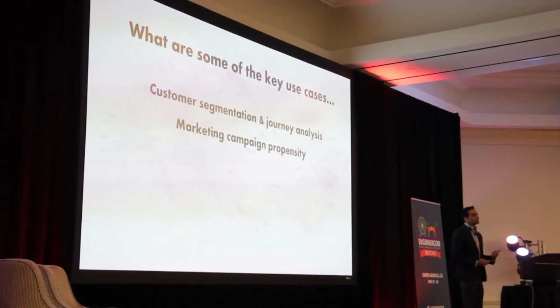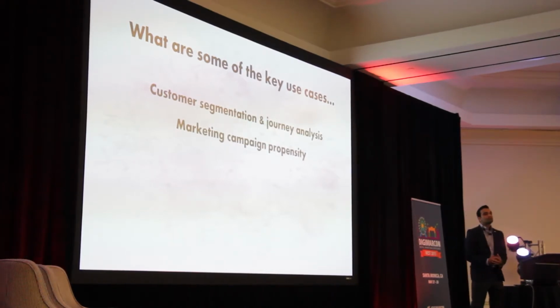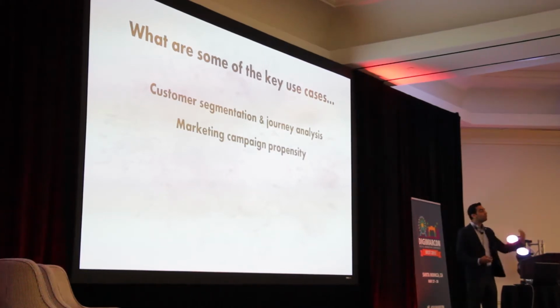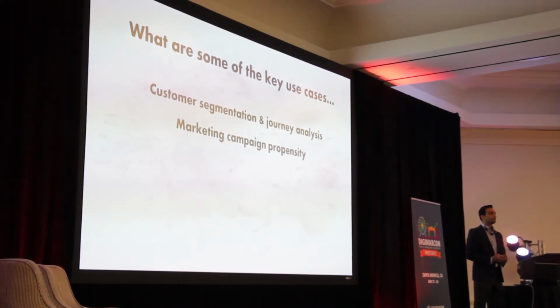The second one is marketing campaign propensity, or marketing performance improvement. If you target the customer in the right way and understand the journey of your customer, then you improve the chances of getting better results from your marketing campaign.